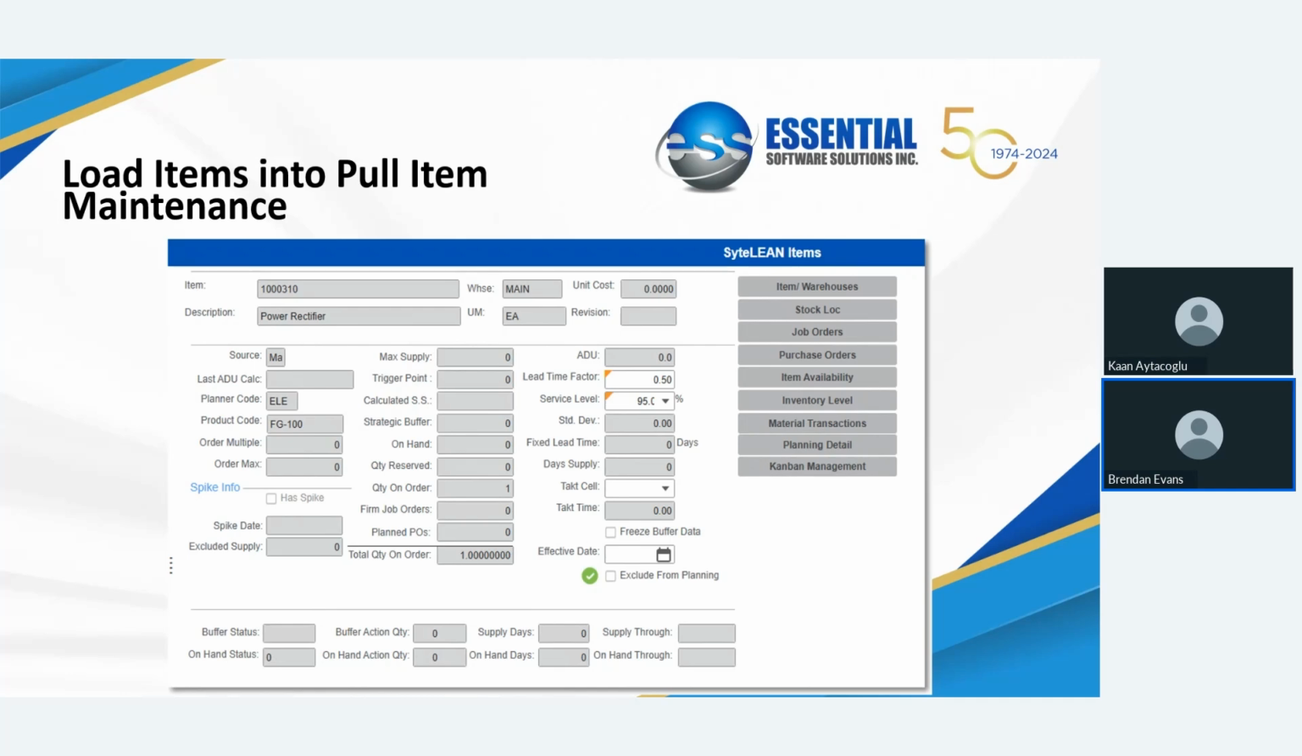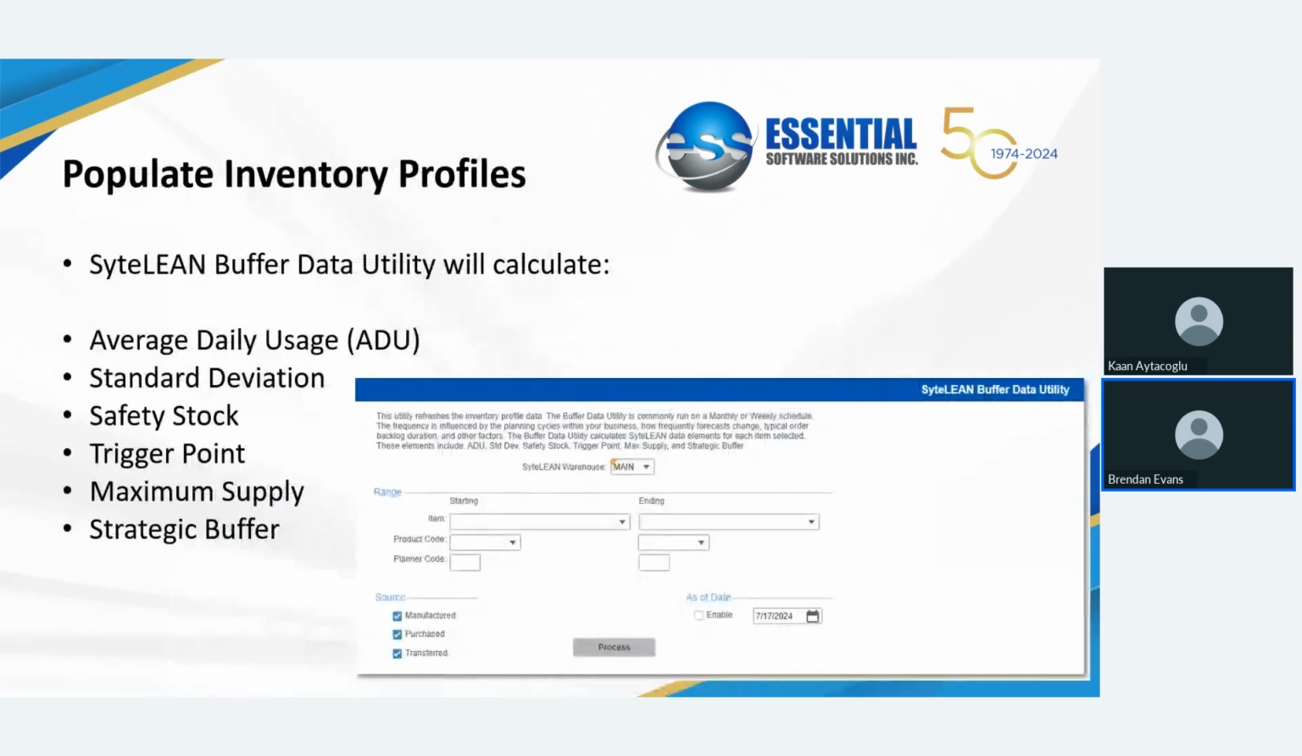So once you've loaded your items into the SyteLean items form, then what you'll do is you'll run the SyteLean buffer data utility to populate the inventory profiles. So this utility will calculate the average daily usage, the standard deviation in the historical usage data, the calculated safety stock, the calculated trigger point, the calculated maximum supply, and the strategic buffer.